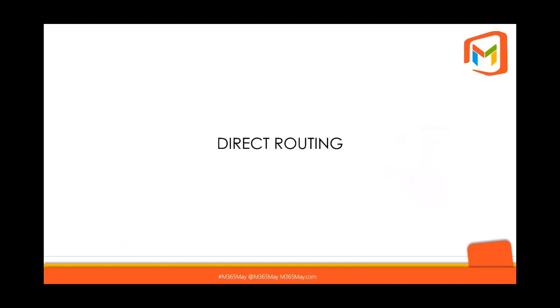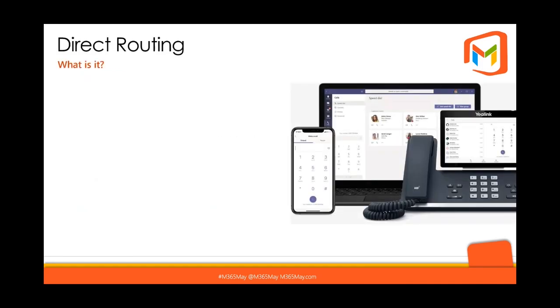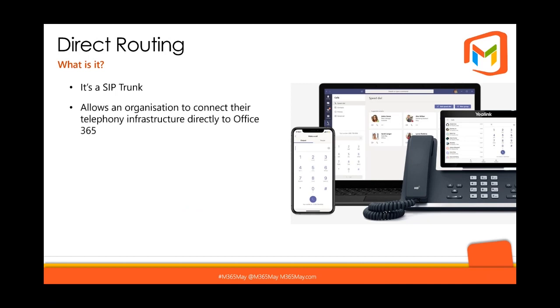Okay, now we're going to talk about direct routing. Direct routing, in a nutshell, is a SIP trunk. It just happens to go over the internet. It is a secure SIP trunk between a session border controller, a telephony device, and Office 365. It allows an organisation to connect their telephony infrastructure directly to Office 365.